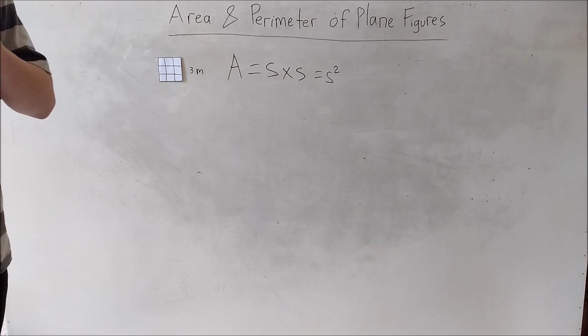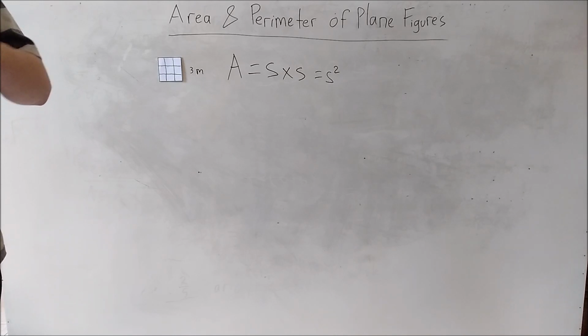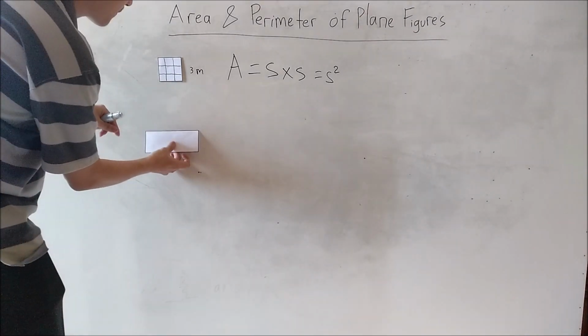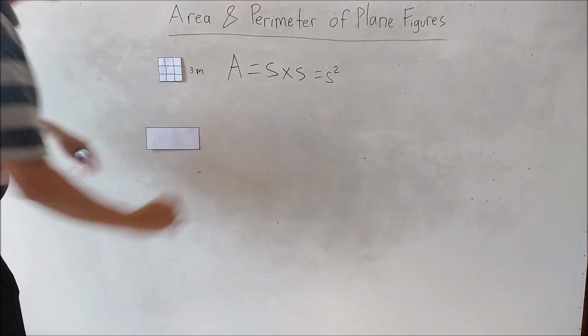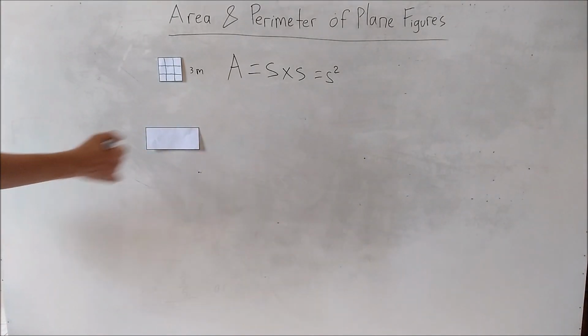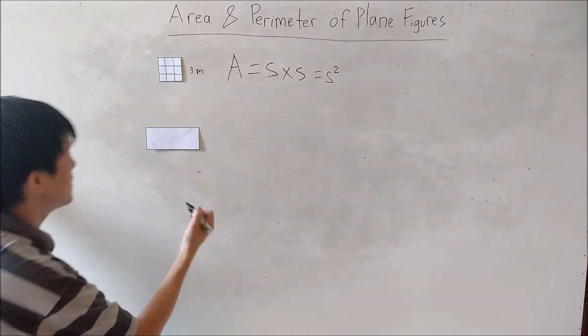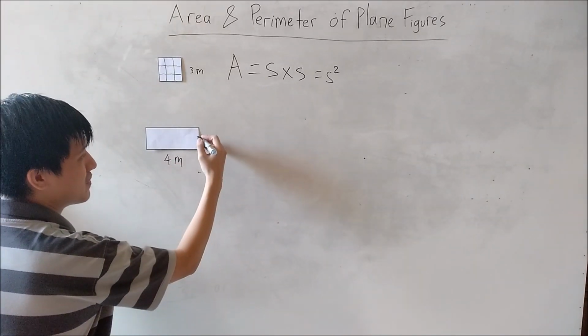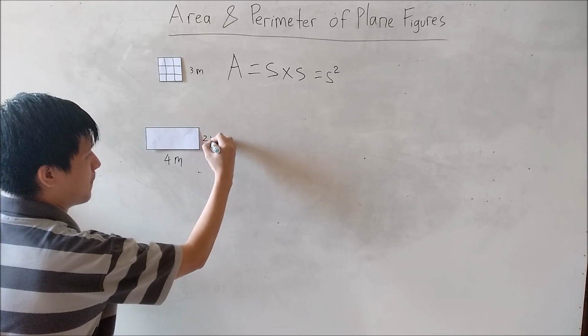Let me get the rectangle for you. Hold on for a while. Yeah, this is my rectangle. Let's say the rectangle has a length of 4 meters and a breadth of 2 meters.